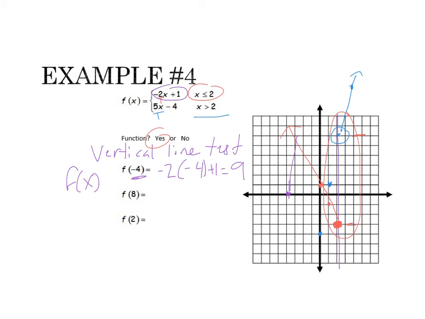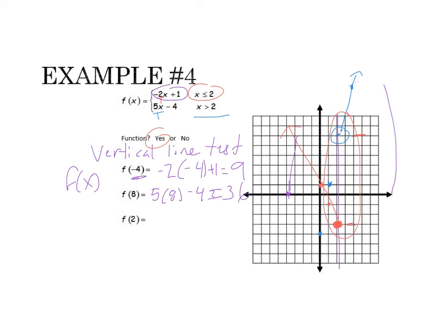Let's do the same thing with the next one. This time where x is 8, so count to 8. 1, 2, 3, 4, 5, 6, 7, 8. Well, it's off the graph, but we can clearly see it's going to be somewhere up here with my blue line, my second equation. So we're going to plug into this second equation. 5 instead of x, 8 minus 4. 5 times 8 is 40, minus 4, 36.